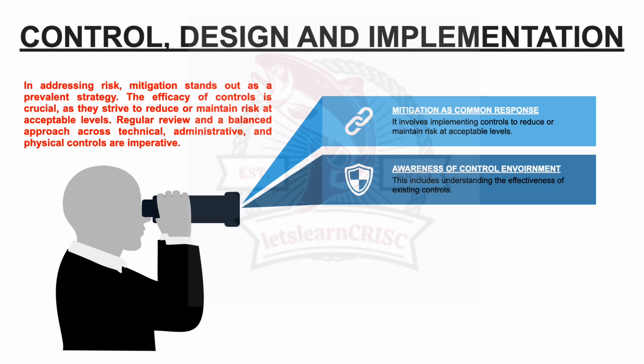Next point is awareness of the control environment. Friends, this includes understanding the effectiveness of existing controls. A risk practitioner should be aware of the current control environment and anticipate changes. In other words, we can say that awareness of the control environment is similar to understanding controls.